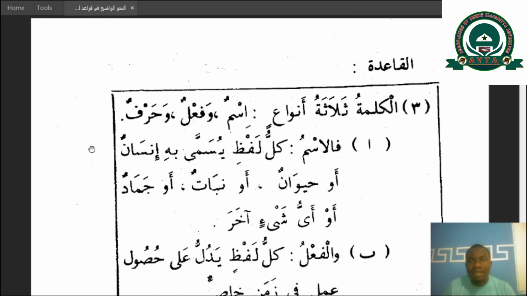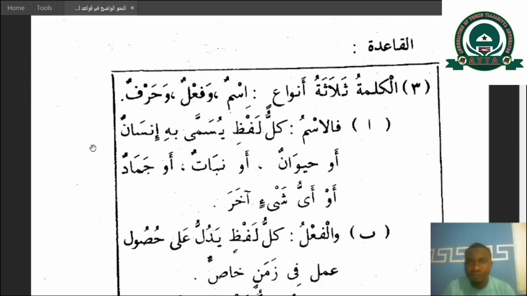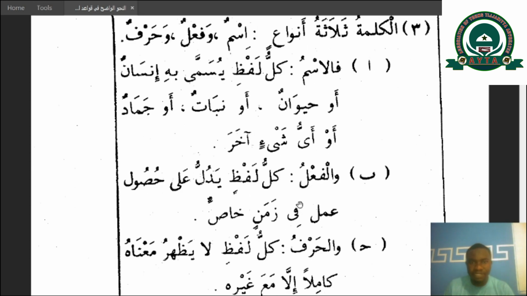Al-qa'ida, the ruling: al-kalimatu thalathatu anwa', the word is divided into three parts: ismun wa fi'lun wa harfun, that is, noun, verb, and article. Fal-ismu, the noun, is kullu lafzin yusamma bihi insanun aw hayawanun aw nabatun aw jamadun aw ayyu shay'in akhar. Any word used to name a human, animal, plant, inanimate object, or any other thing becomes an ism.